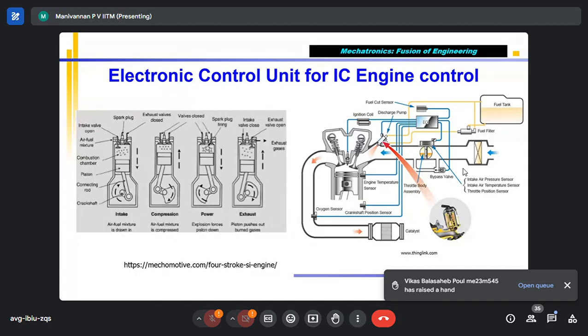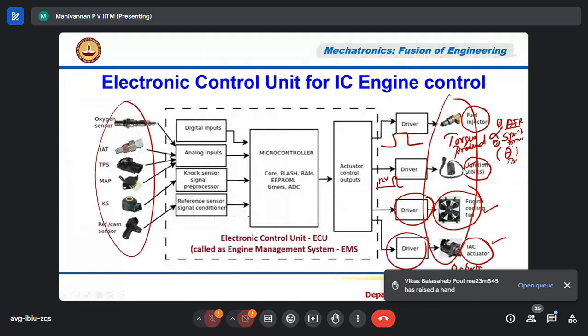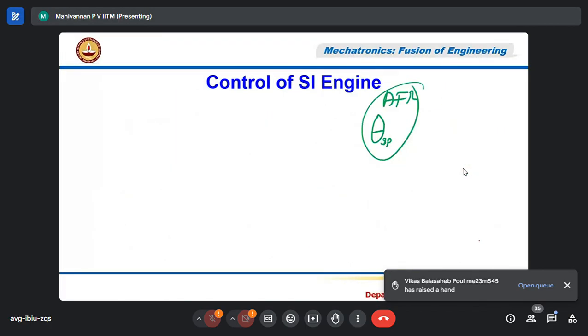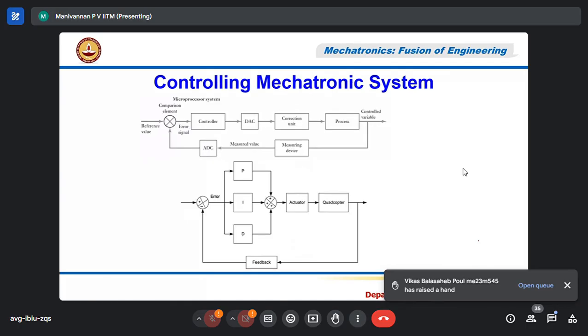So this is how the SI engine control system works. This is another example of a mechatronic system. Now that we saw many examples, petrol engine control, washing machine, camera, and also the robot, these are mechatronic examples. Next, we will see this in more detail, the other parts of this, in the next class.